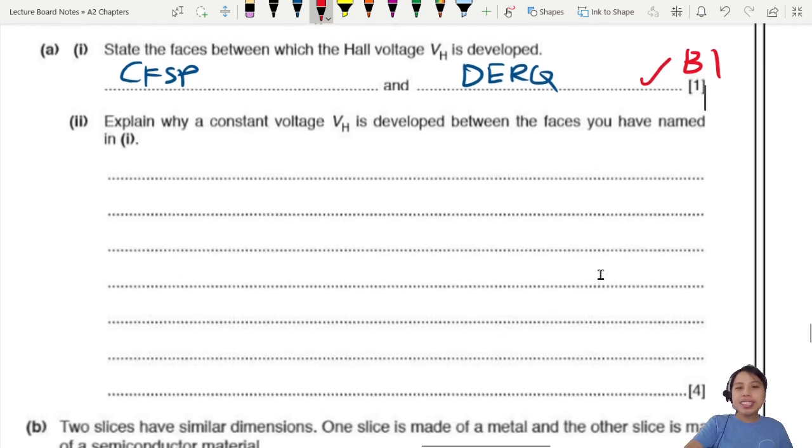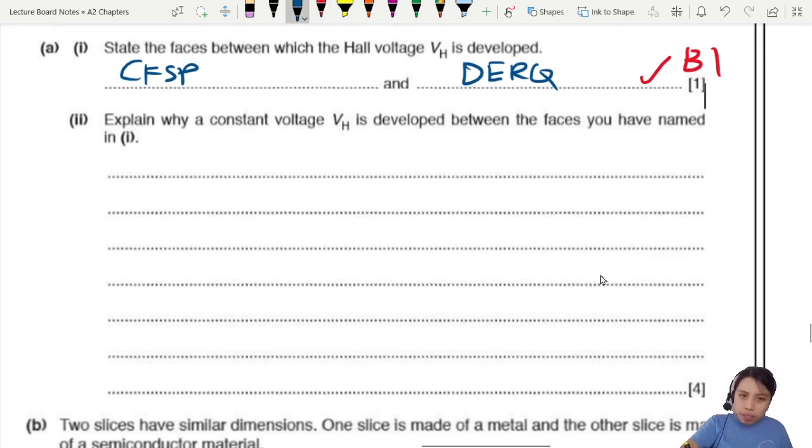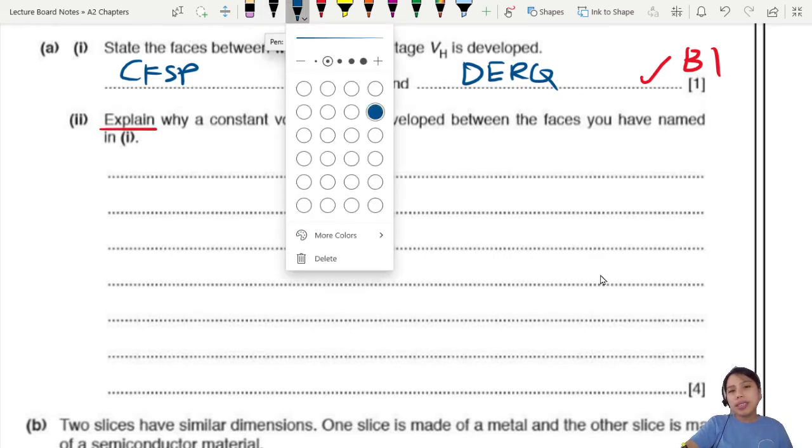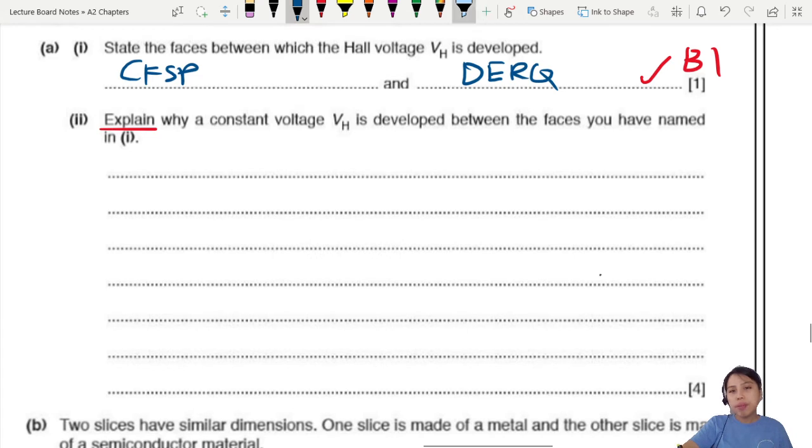Explain why a constant Hall voltage is developed between the faces you have named. So what they are asking here, there are two things. The first thing, constant Hall voltage. Why is it constant? And how did it even develop in the first place? You have to talk about the whole process. If you watched the theory video before this, you will know the whole steps. It's a whole fill-in-the-blank process. You have to write almost everything, but maybe in a shorter form.